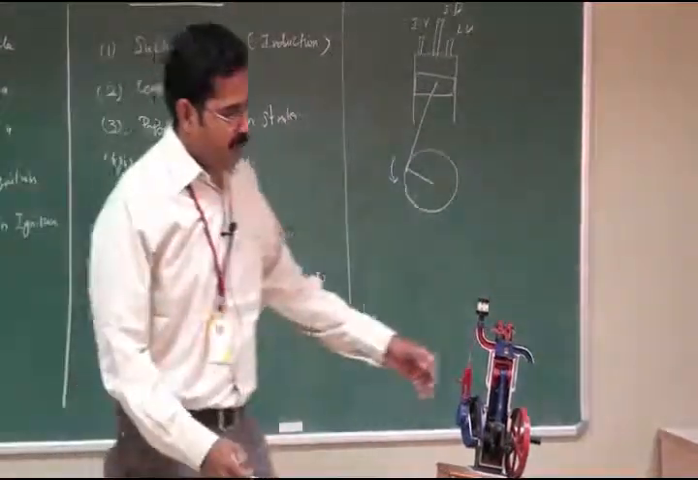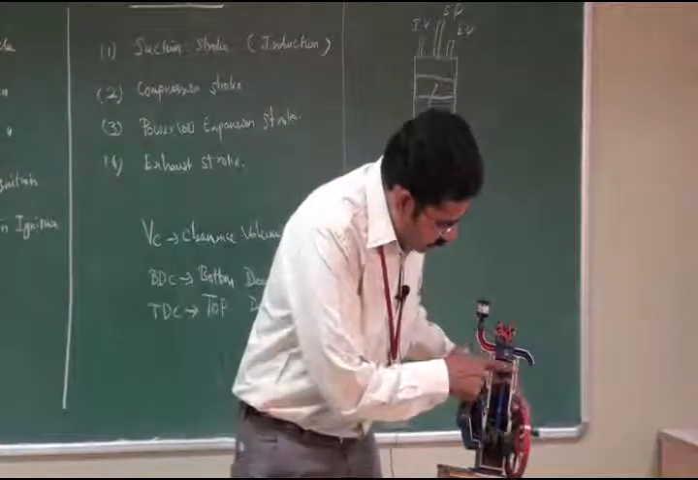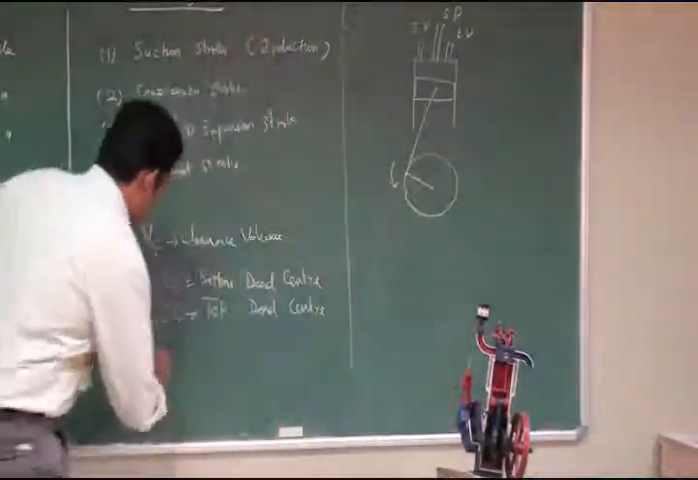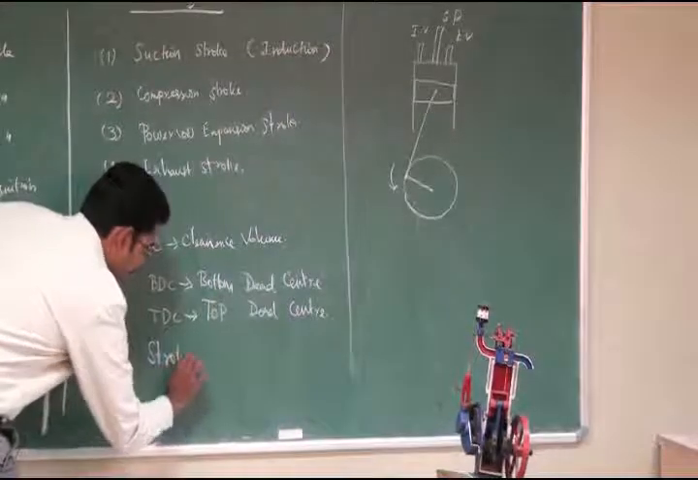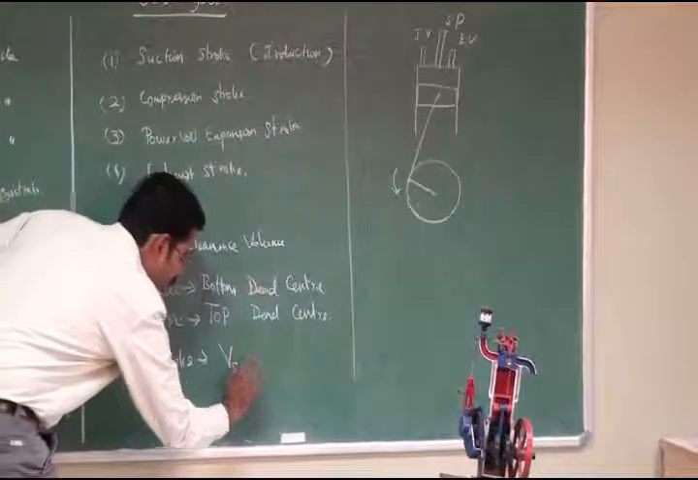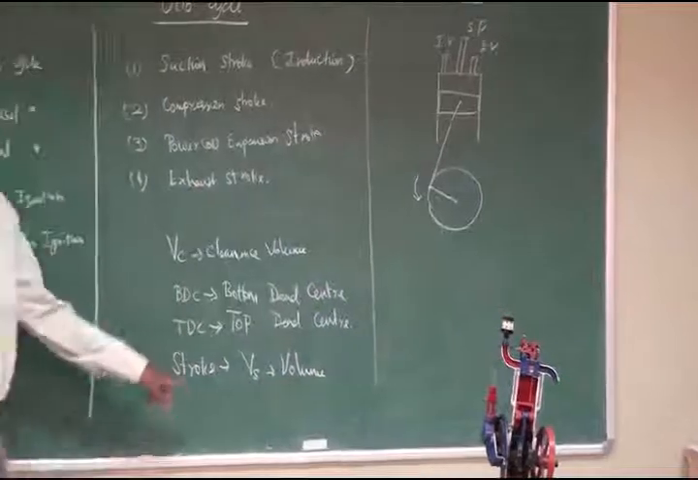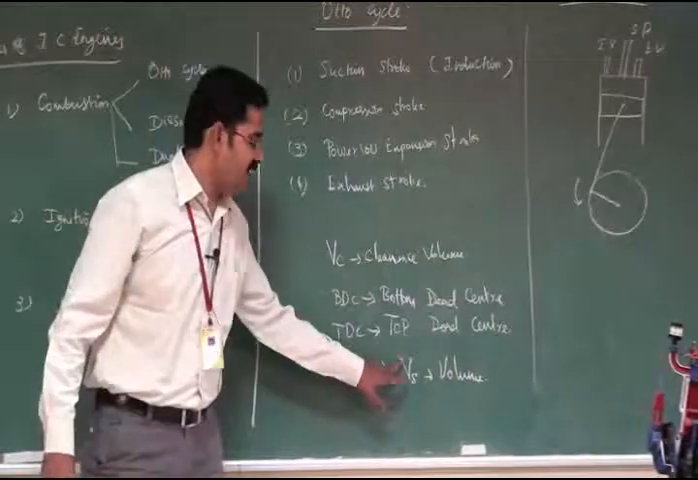The movement of the piston between top dead center and bottom dead center is termed as stroke. That volume is termed as stroke volume, denoted as V suffix S.